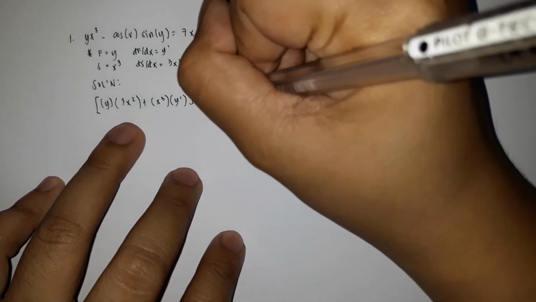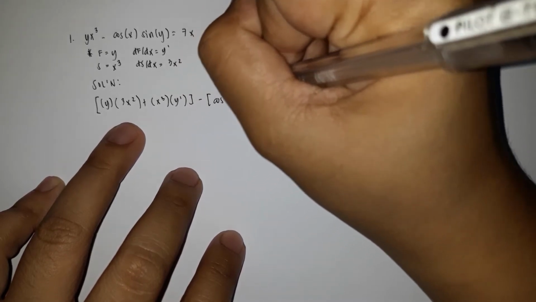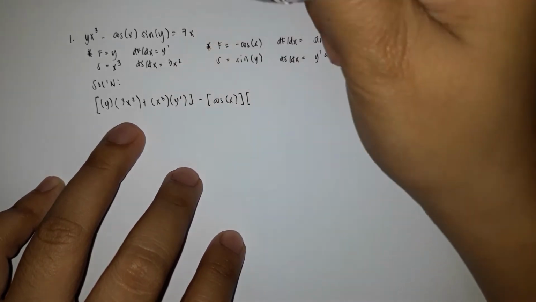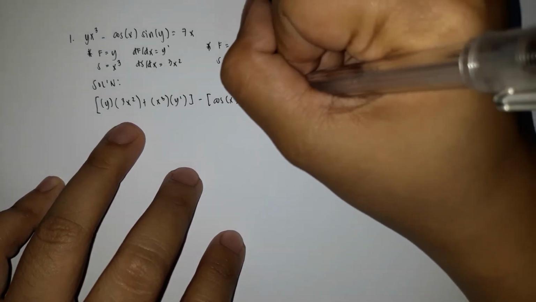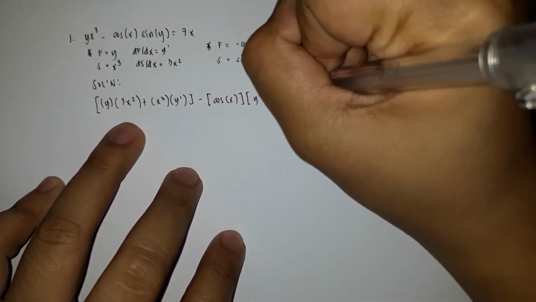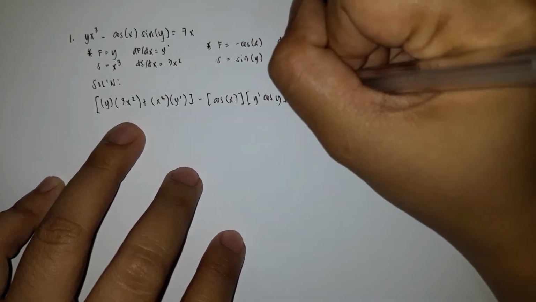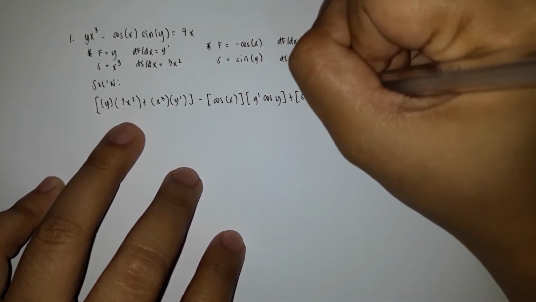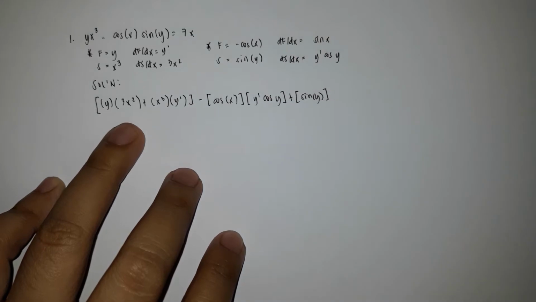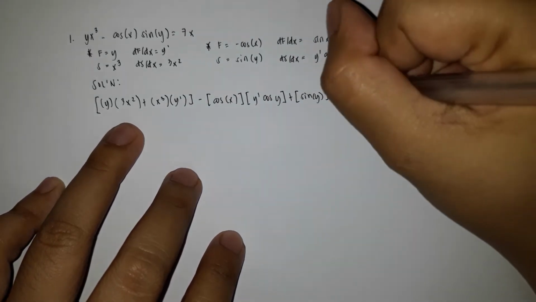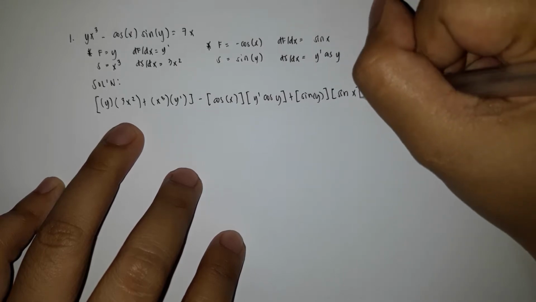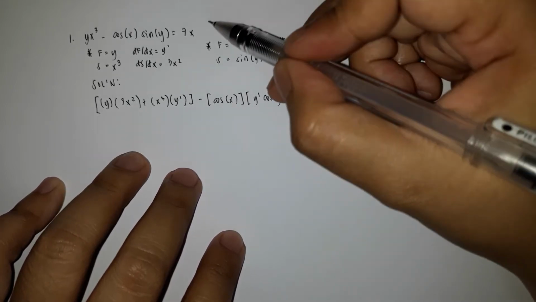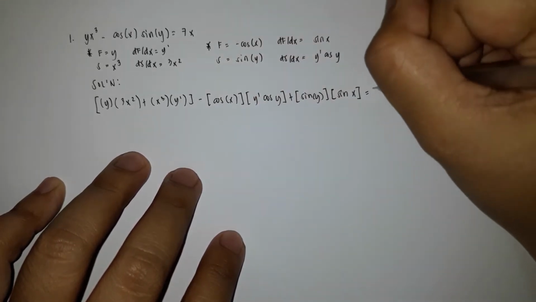Minus, copy the first, cosine x, then multiply it to the derivative of sine y, which is y prime cosine y, plus sine y copied, then the derivative of negative cosine x, which is sine x, equal to the derivative of 7x, which is 7.